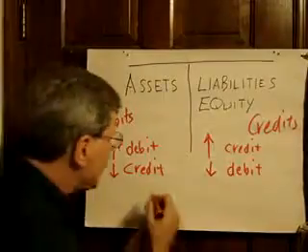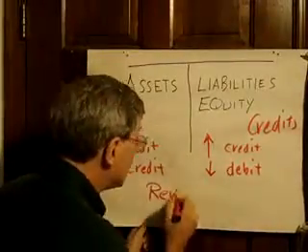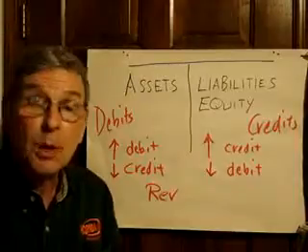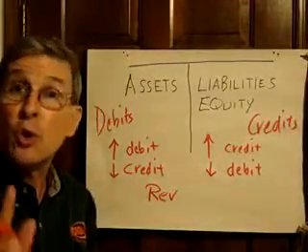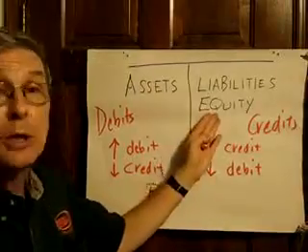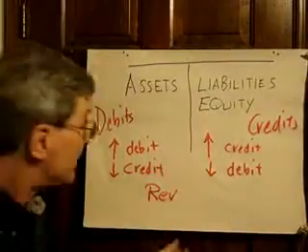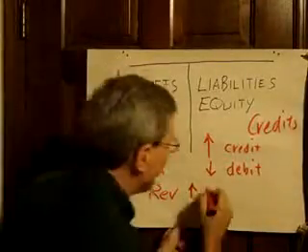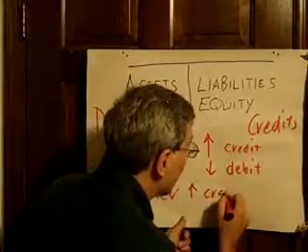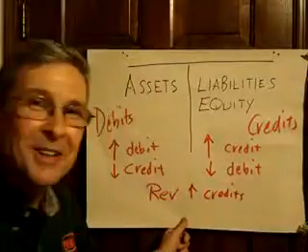Let me just add a couple of more things. Let me talk about revenues. Now remember, revenues is when you make earnings by selling goods or services. Now, when you make revenues, when you earn revenues, how does that affect your equity? Equity goes up, right? Now, when equity goes up, what do we have? Credits. Okay, so just remember, revenues are always credits.